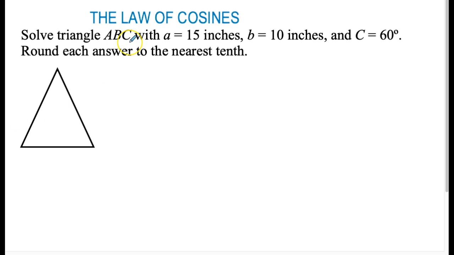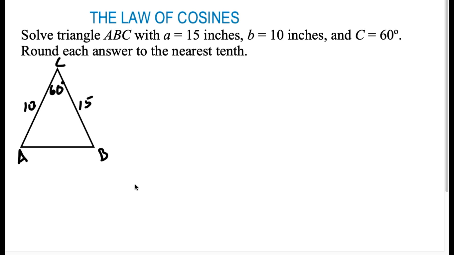All right, so let's try using this to solve a triangle. This example says solve triangle ABC, where we know that a is 15, b is 10, and angle C is 60. So let's draw out our triangle, ABC, and then the side opposite angle A is 15, the side opposite angle B is 10, and then angle C is 60 degrees. So this is a side angle side case.